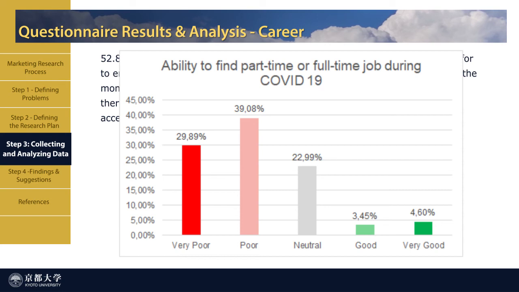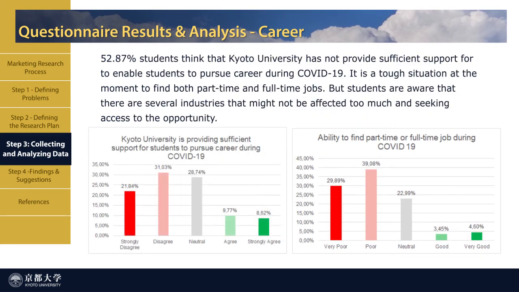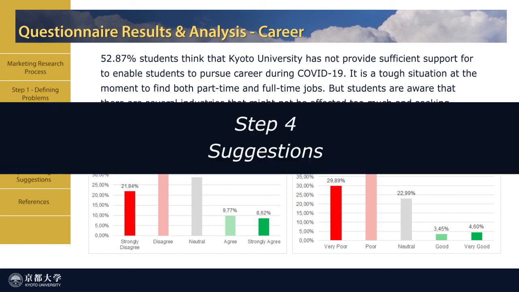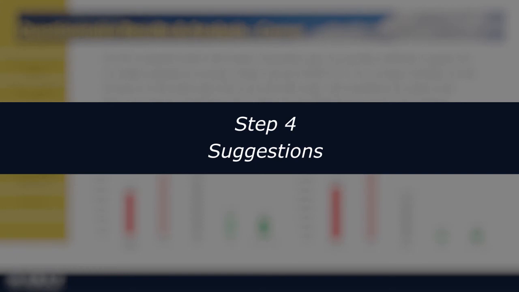The remaining, however, understand that there are several industries that might not be heavily impacted in this COVID-19 situation, and they expect that Kyoto University could be able to connect them with these industries. They also believe that events like Digital Career Event and Career Expo could still be conducted in order to match talents with seeking companies.